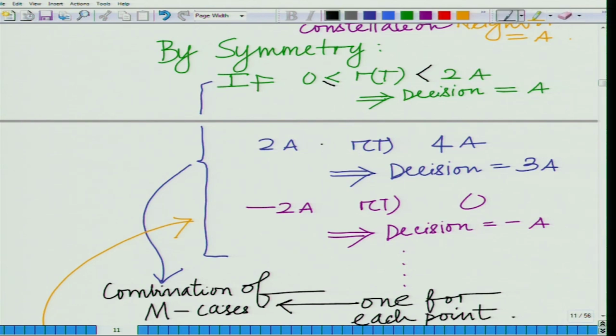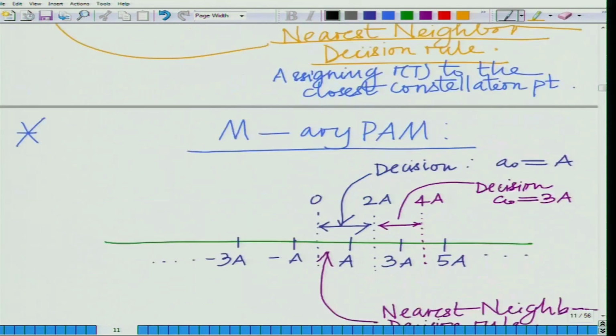Okay, so 2a ≤ R_t < 4a. Okay, so −2a ≤ R_t < 0. R_t equal to 0, we are choosing a. R_t equal to 2a, we are choosing 3a. R_t equal to −2a, we are choosing −a, and so on. Okay, just to avoid that ambiguity at the boundary.